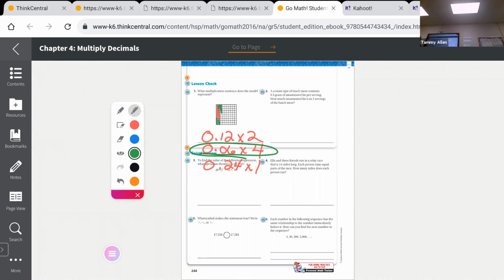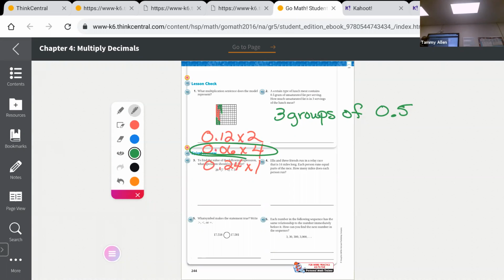Number two. How many groups did we have going on there? 5 groups? No. 3. 3 groups of what? 3 groups of 5? No. 3 groups of 5 tenths.